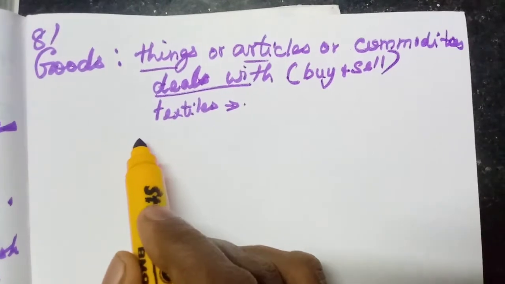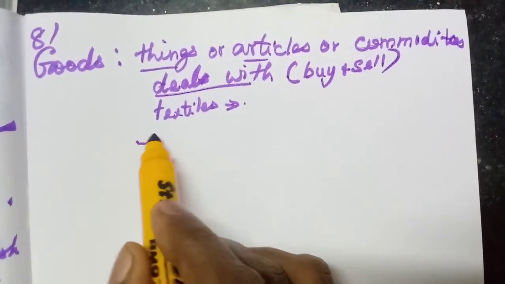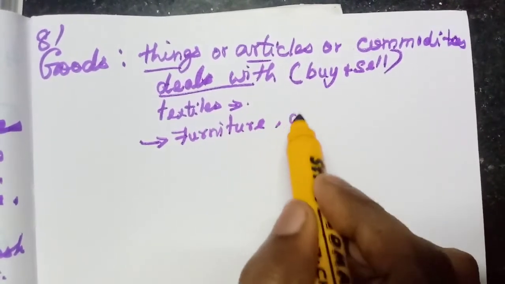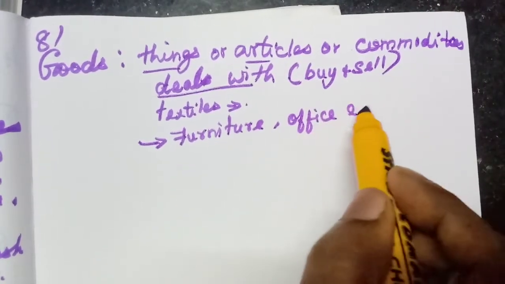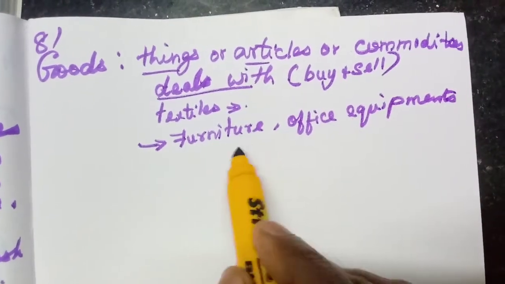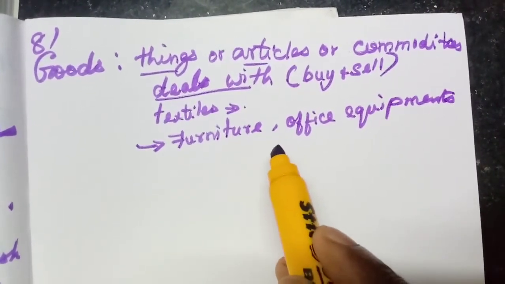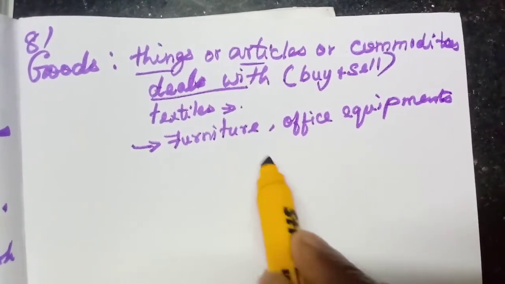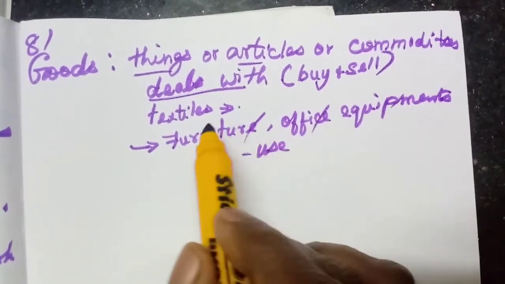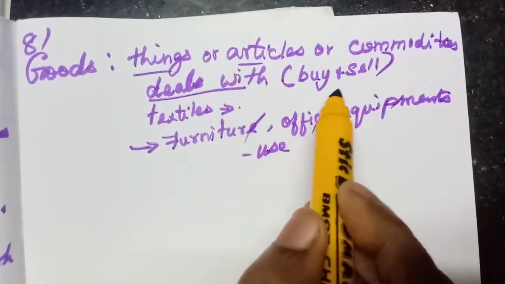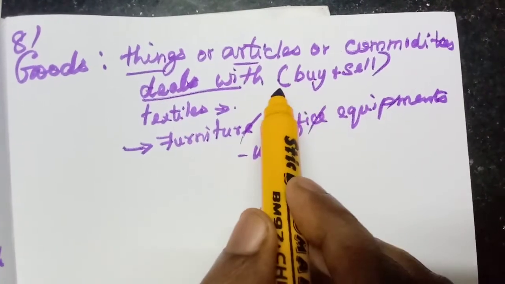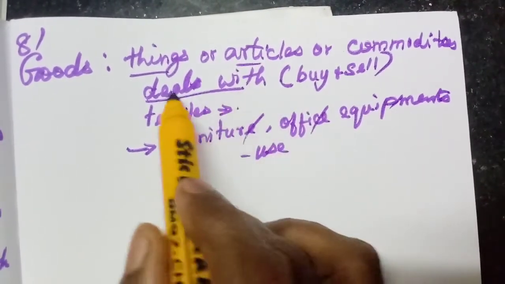For example, you should understand another thing. If they purchase furniture, or they are purchasing office equipment, these are not called goods. Why? Because they are not dealing with them, not buying and selling. They only purchase and they use them. Understand? So they will not come under goods. But all the things that they purchase in order to sell are called goods.